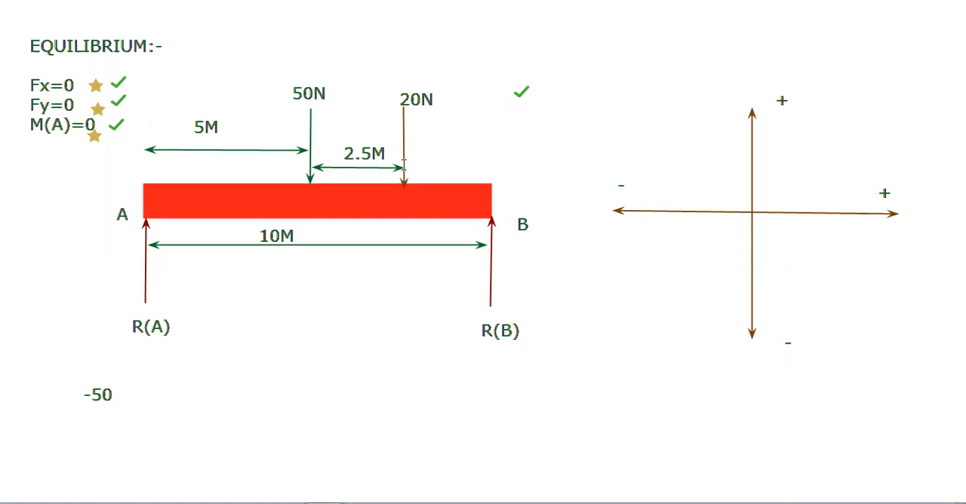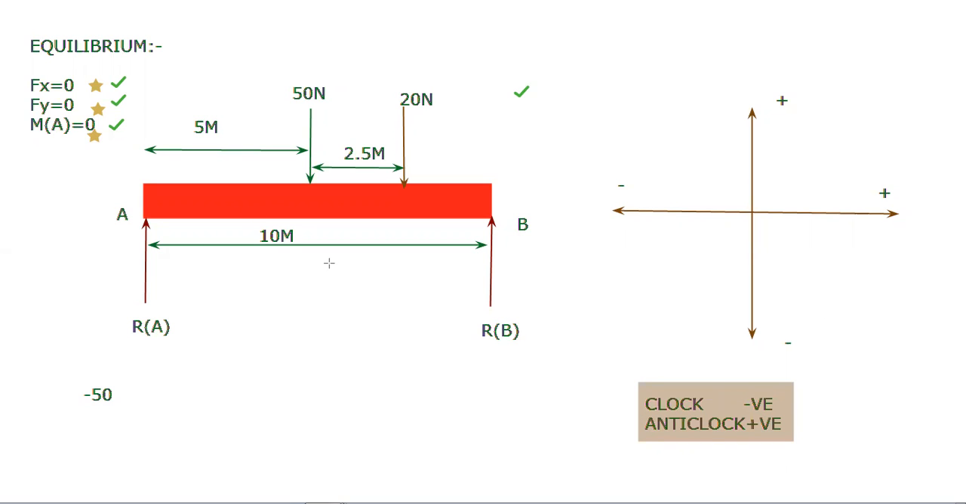For moment, what is the sign convention? For moment, we have used the clockwise as positive and anti-clockwise as negative. This sign convention we have used for the moment.